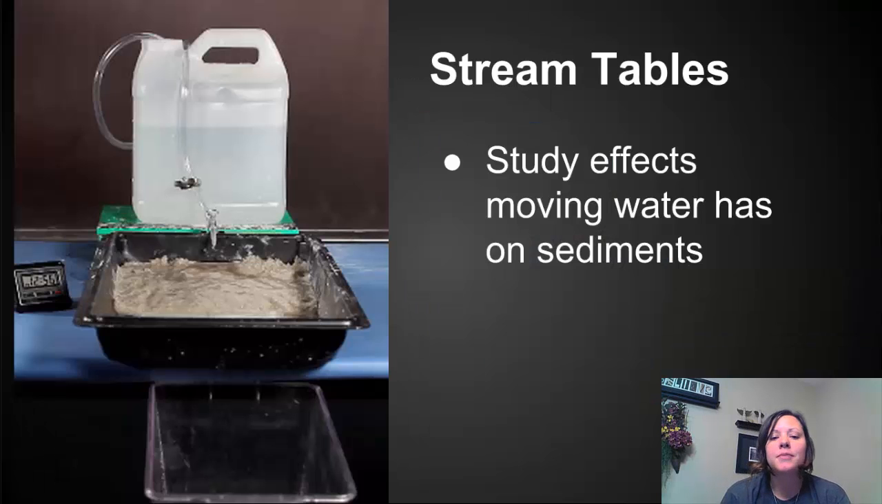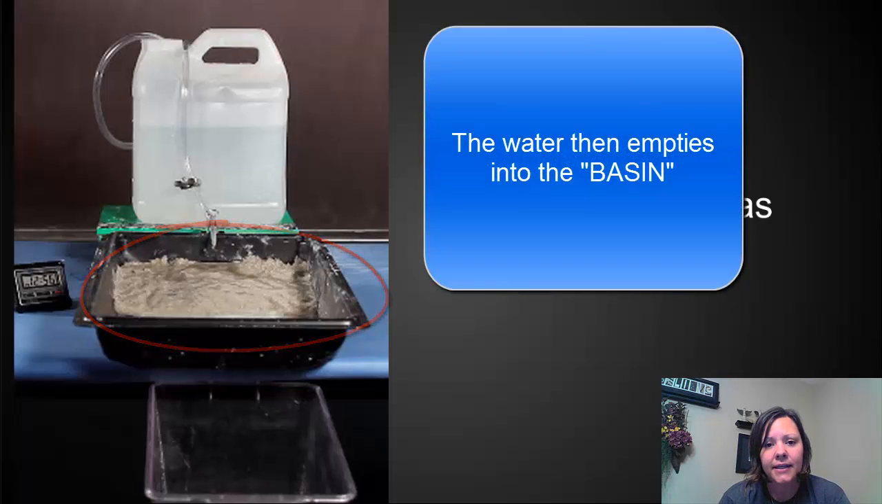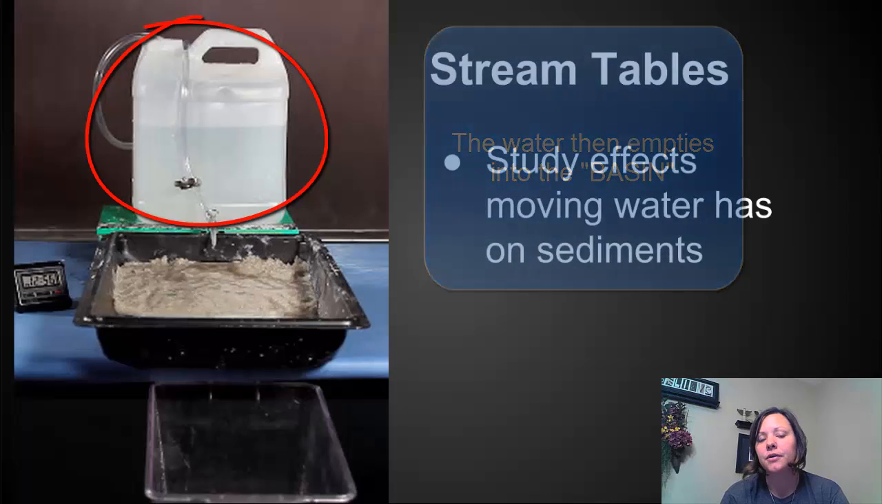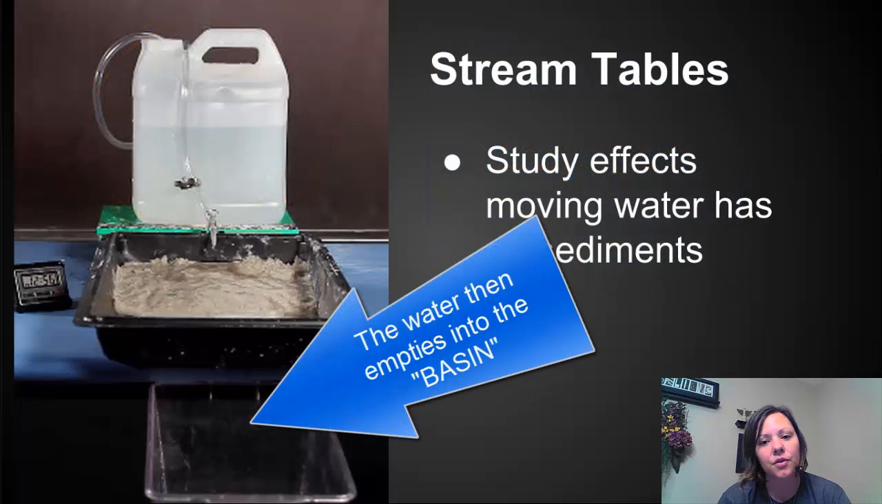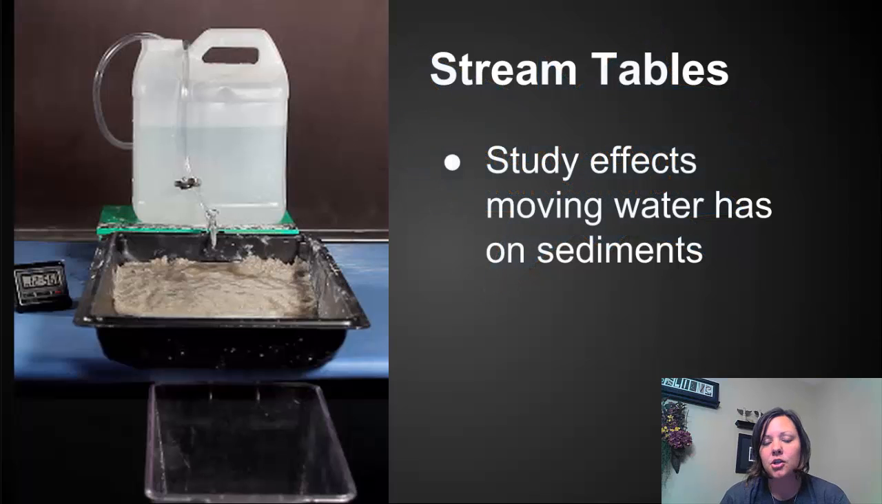So you'll see the stream table, an example of the setup we're going to be using. We'll have a tray that has some sediment on one side, and then you'll be feeding water into the stream table onto the plateau, and we will start to see what happens with the water. We're really going to be taking a look at the water as well as the movement of the sediments so that we can start to focus on those landforms.